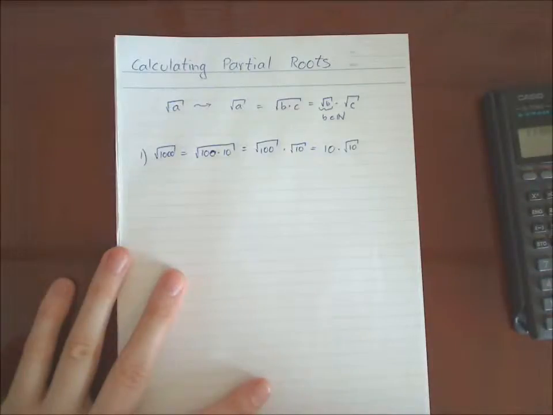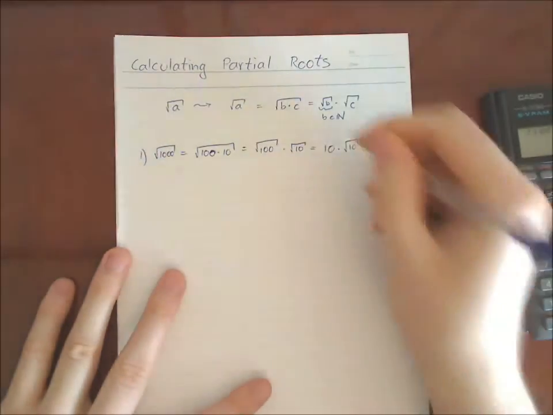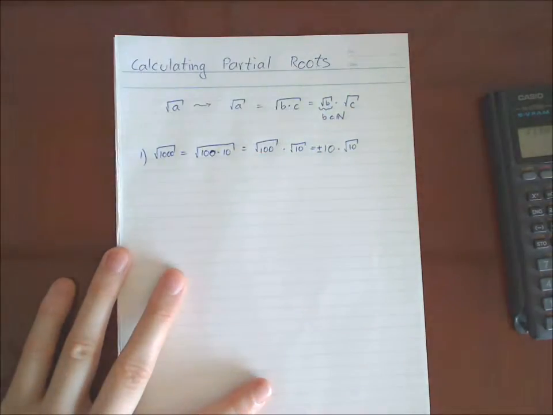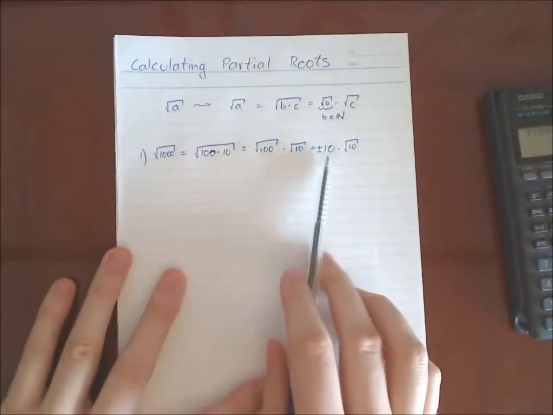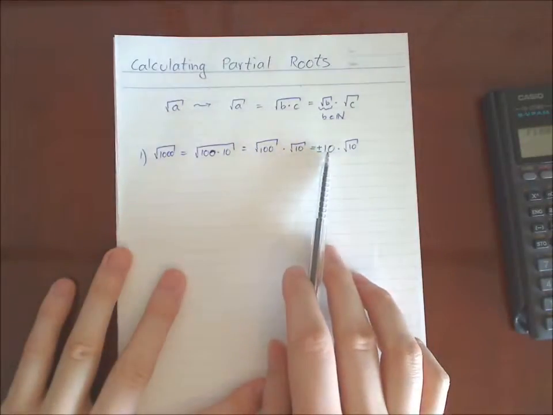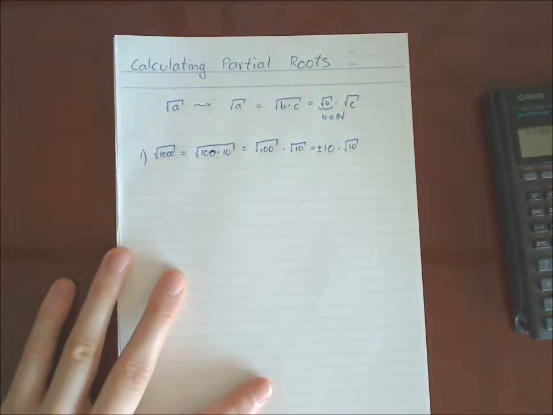And one thing for this kind of exercise, we omit that it actually should be plus and minus. Why is that? Because 10 times 10 is 100, but also minus 10 times minus 10 is also 100. This is just to keep in mind, but in this exercise we will omit it.